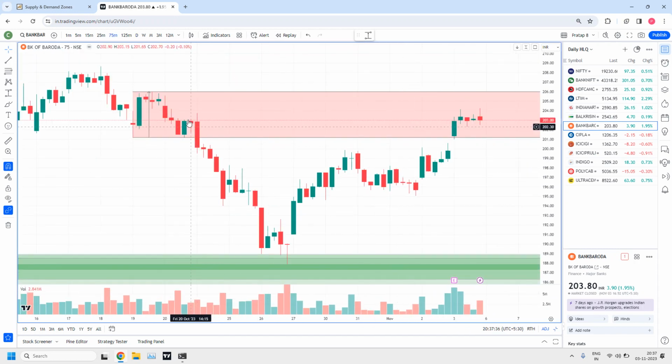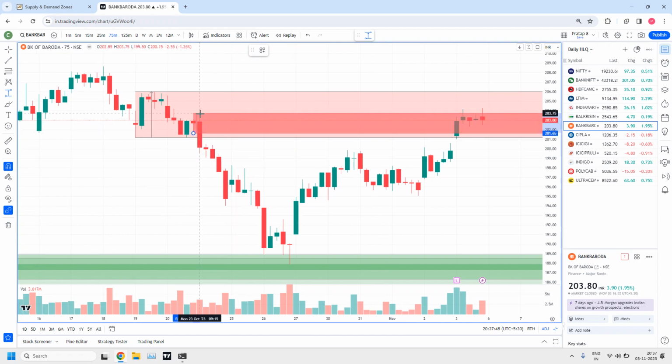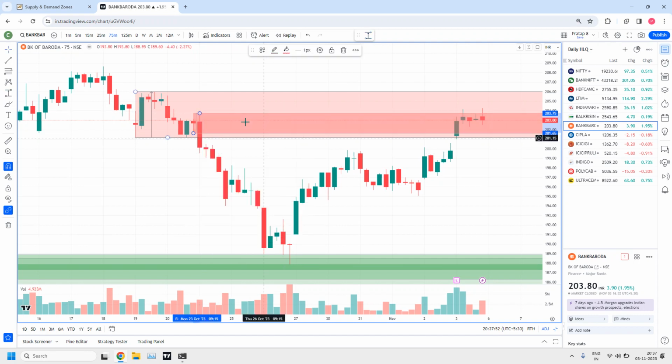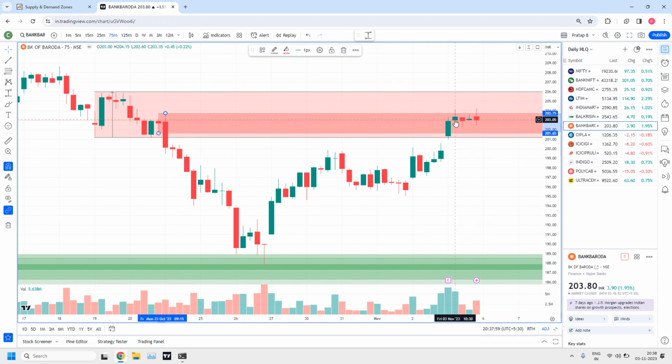Did you identify any 75 minute zone here? Yes. We have a rally candle, a base candle, and a drop candle. So I am drawing a 75 minutes supply zone inside a daily zone. This daily zone is a high liquidity zone. But look at today, what happened? This 75 minutes zone is stopped out. It is violated. You cannot say violated, it is pierced.